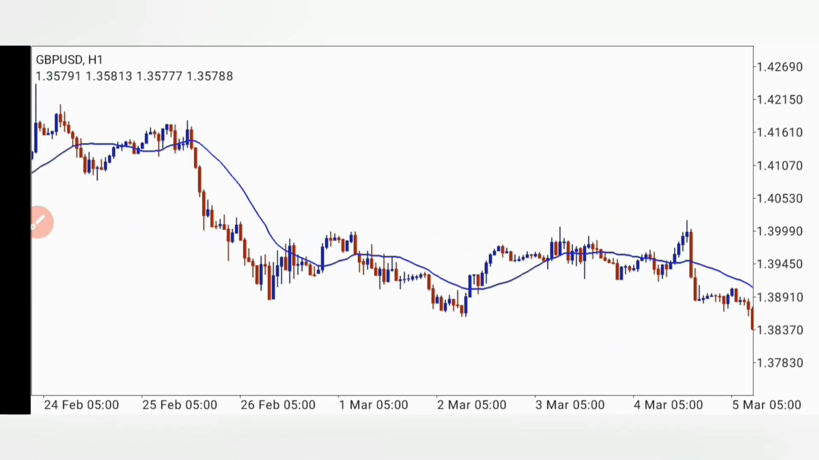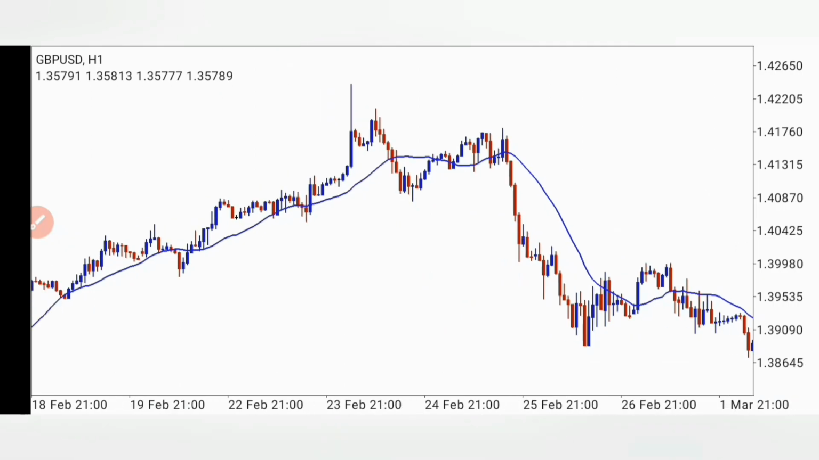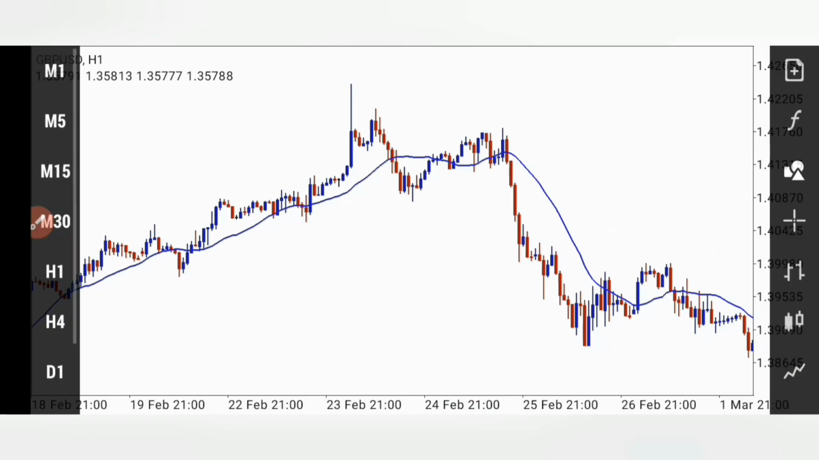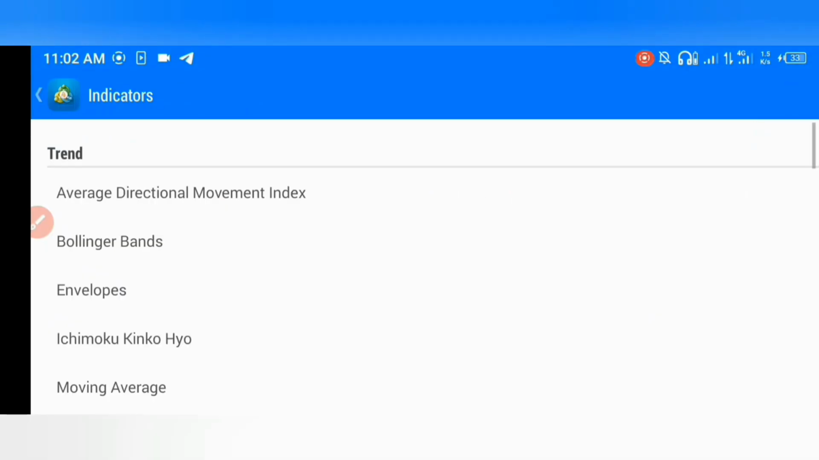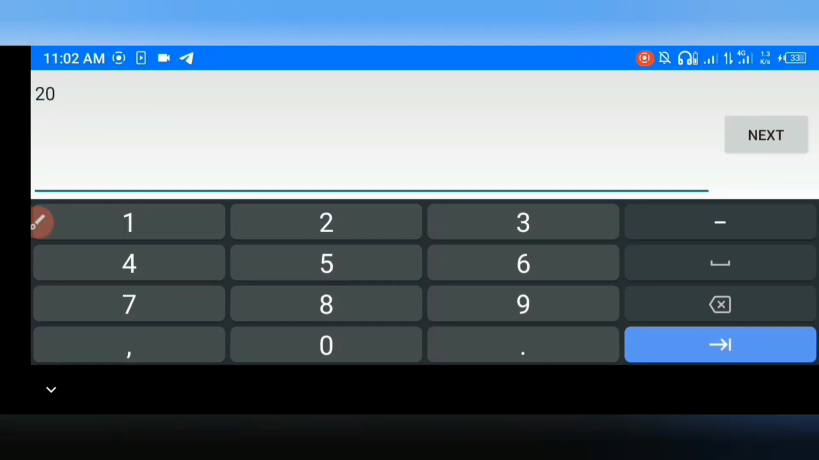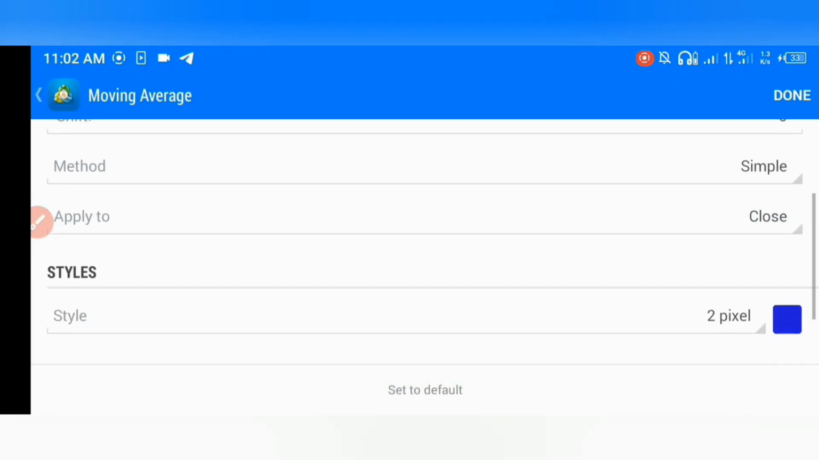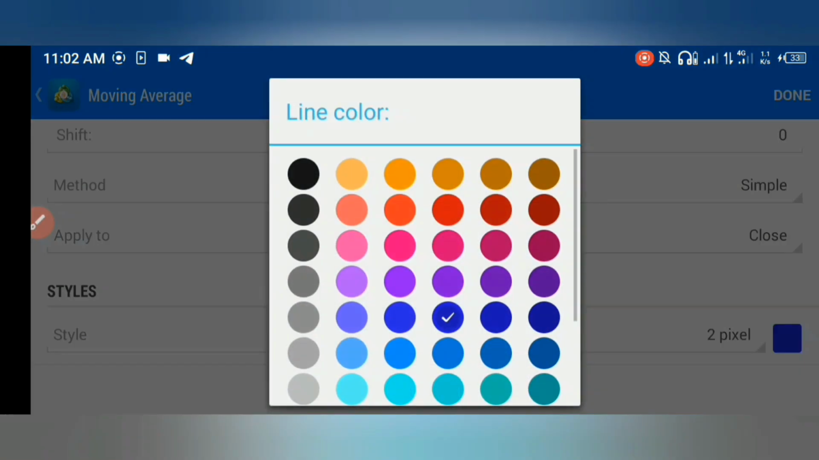Once you've put in this first indicator, which is the moving average, set to 20, now what you want to do is add in another moving average. Put the F button, and go back to the moving average. Hit moving averages, and you have to make this one 25. Just hit 5, put a 5 there, then hit next, then the shift should be 0. Done. Then you don't make this one blue, so you change the color to be red.